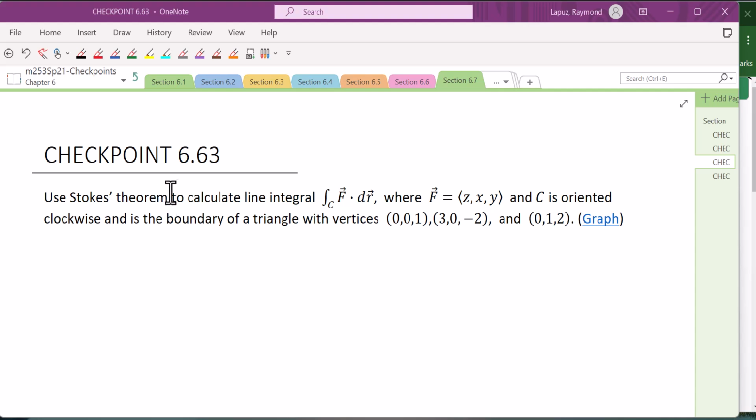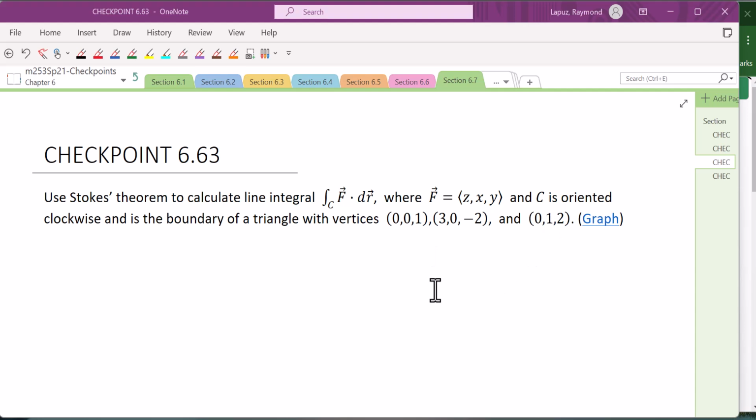My name is Lapuz. In this video we will do checkpoint 6.63 from section 6.7 in our OpenStax textbook on Calculus 3. Here they want us to use Stokes' theorem to calculate the line integral, the integral of F dotted with dr over the curve C, where the vector field F is z, x, y, and the curve C is oriented clockwise. It is the boundary of a triangle with vertices 0, 0, 1, 3, 0, negative 2, and 0, 1, 2.